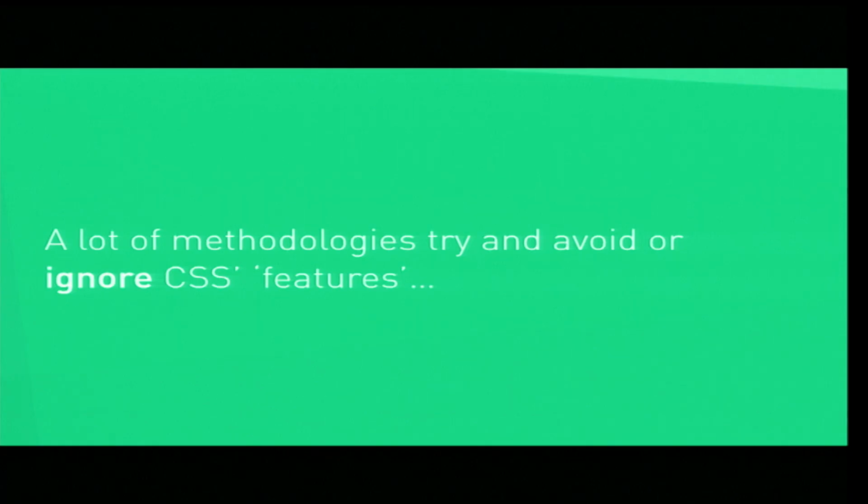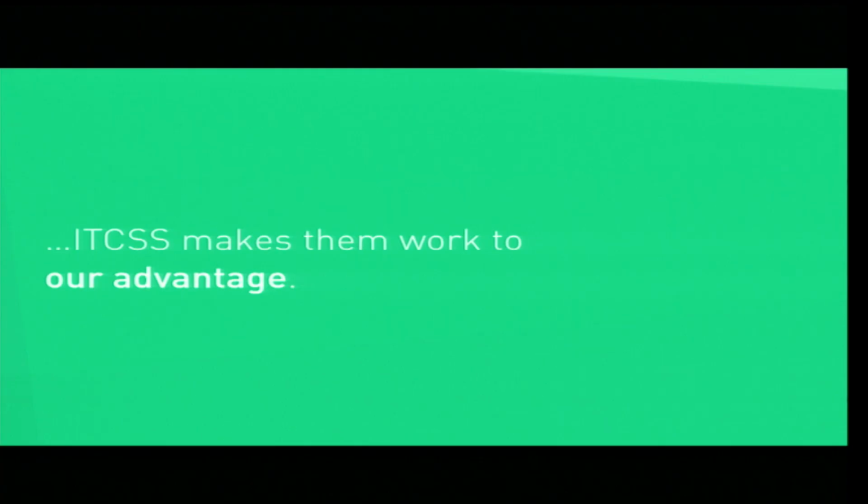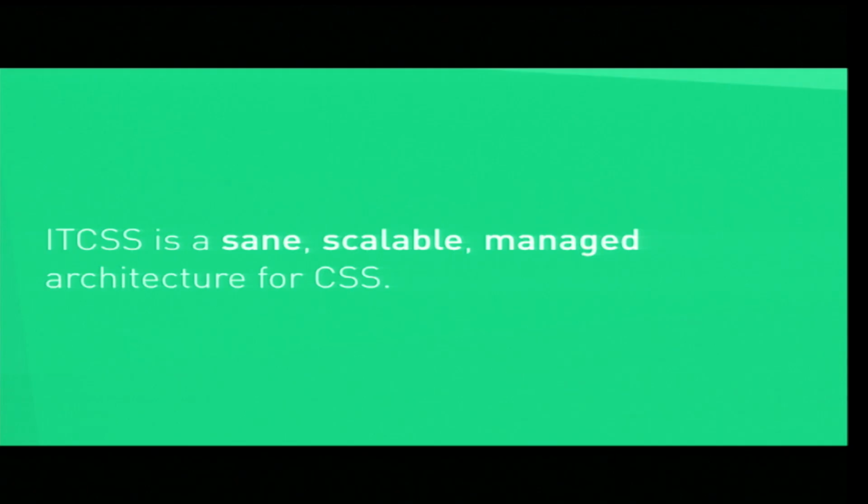One thing I've noticed about a lot of methodologies is they try and avoid CSS's tricky parts. You know, they try and avoid specificity completely or try and avoid the cascade completely. That's often counterproductive and not always that useful to us. In certain cases it definitely is, but for most projects we can't avoid the fact that things cascade and inherit. So what it tries to do is point them in the same direction. It tries to get them working to our advantage. And as I've said, it's a sane, scalable, managed architecture.